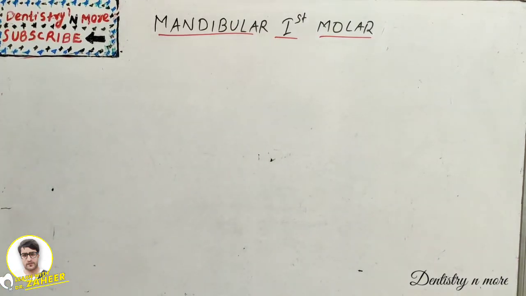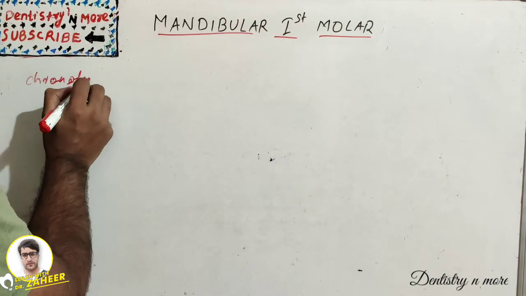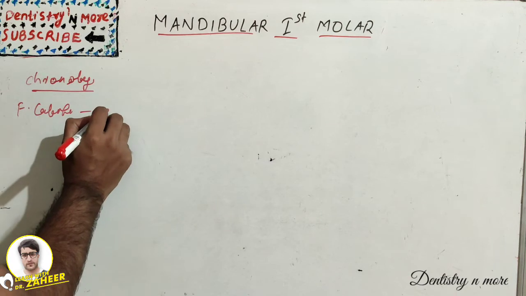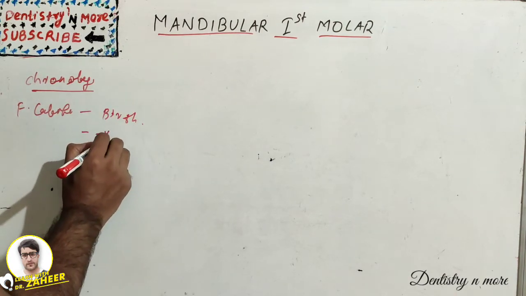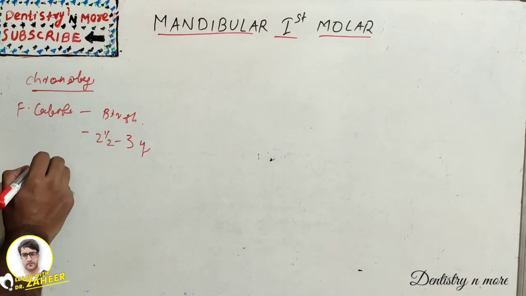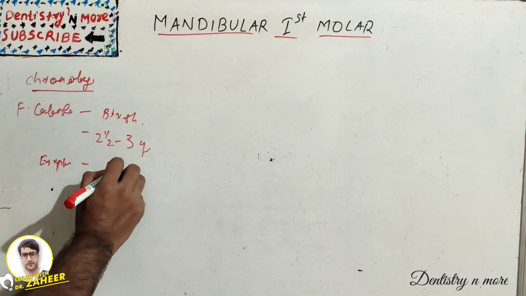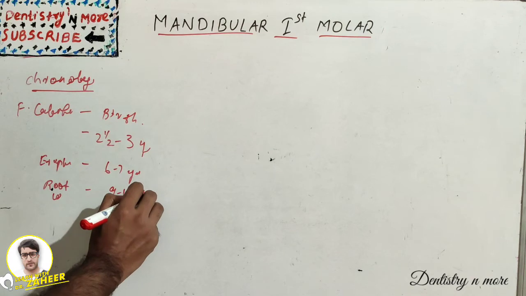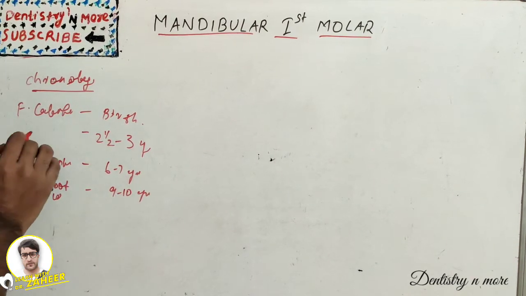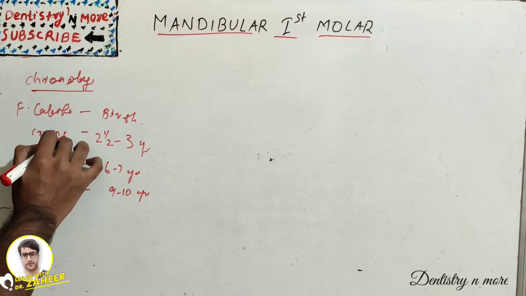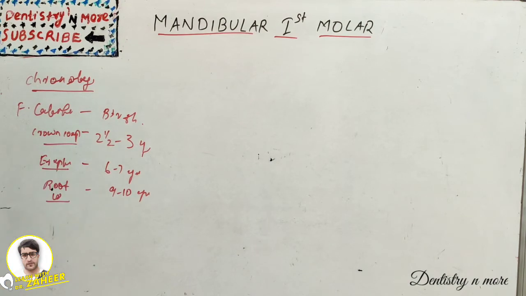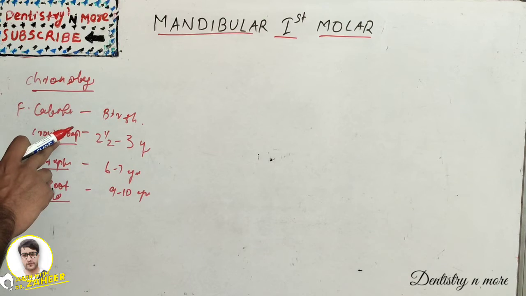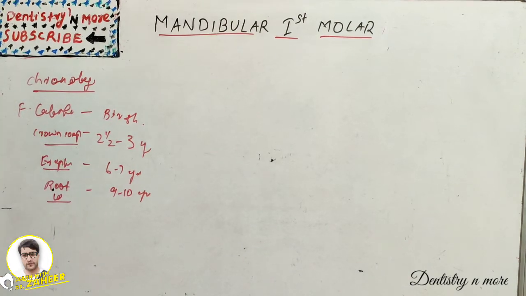Now let's see the chronological details. In the chronology, we have first evidence of calcification at birth, then the crown completed by 2.5 to 3 years, eruption by 6 to 7 years, then root completion by 9 to 10 years. So you can see that there is always a gap between crown completion, eruption and root completion. After eruption, the root still grows and is finished by 9 to 10 years. After crown completion, it takes another 3 years to erupt. So that was about the chronology.